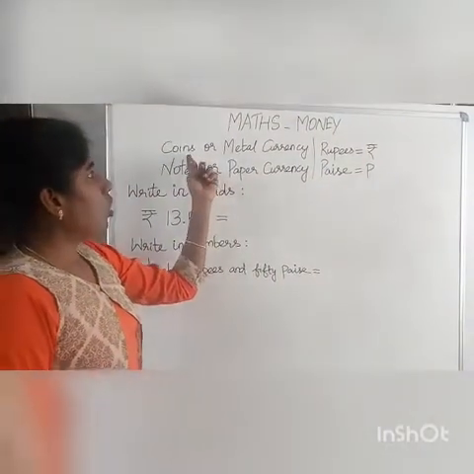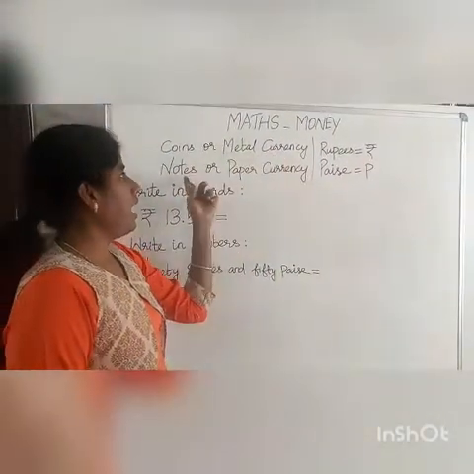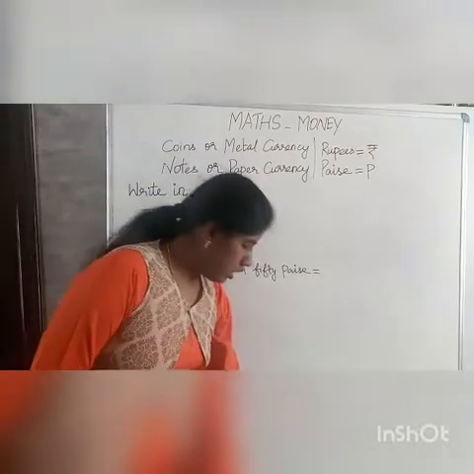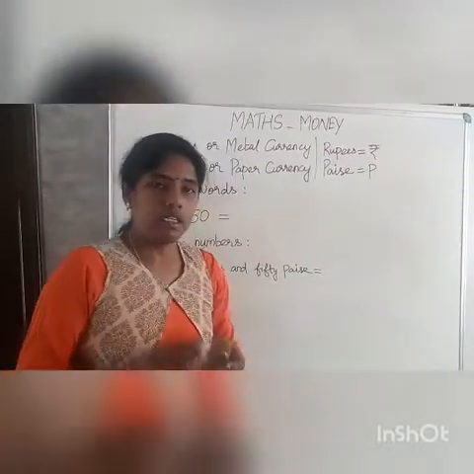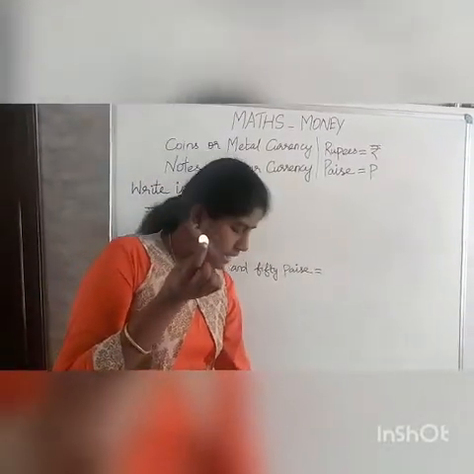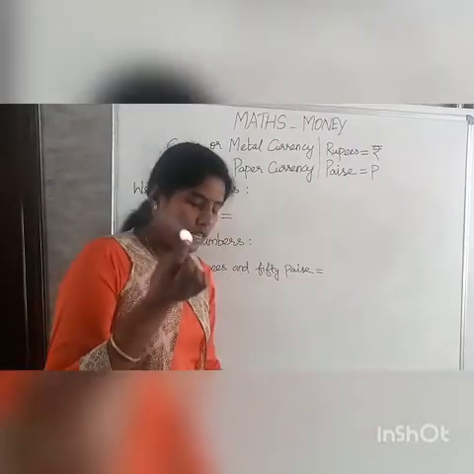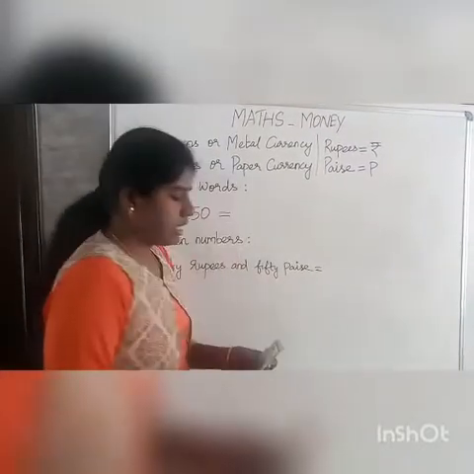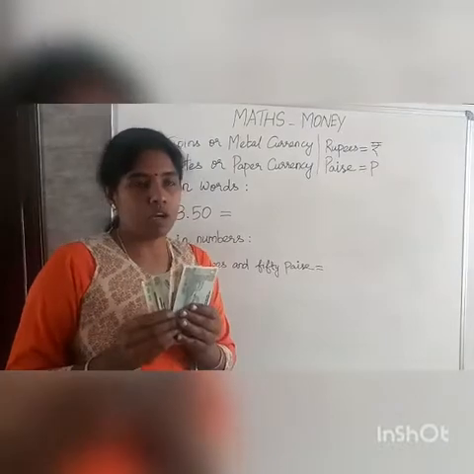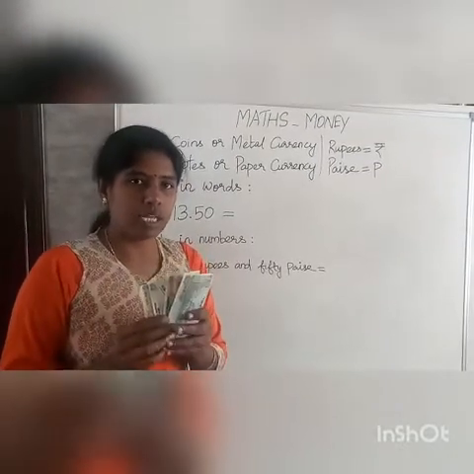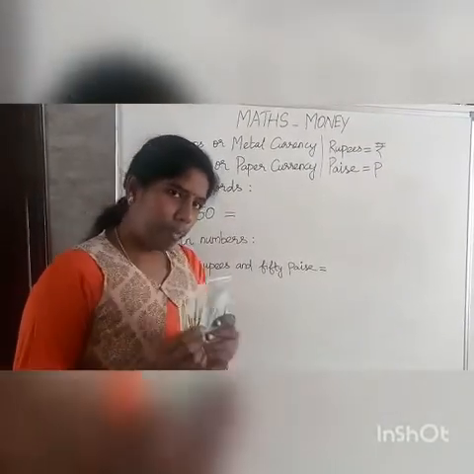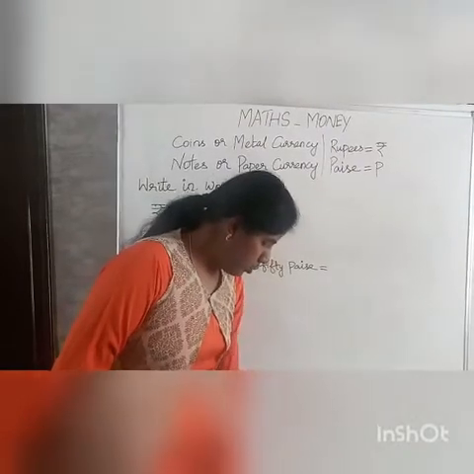So we use coins or metal currency and notes or paper currency. Coins are the smaller denominations of paise. This is the metal currency, and these are the rupee notes or the paper currency that we use.